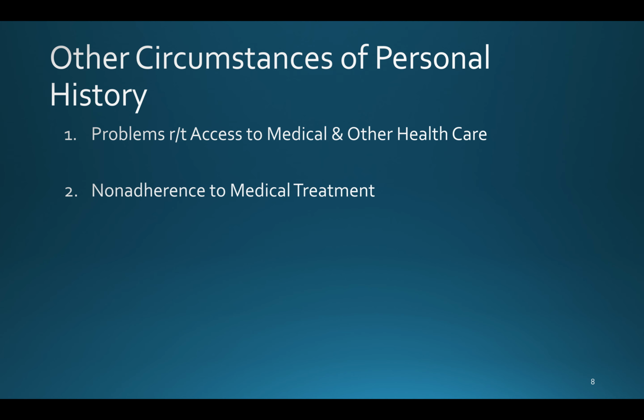Other circumstances of personal history, things like difficulties and problems related to access to quality health care, like inaccessibility to good health care. We can also document non-adherence to medical treatment. You maybe, for example, are working with someone who has major depressive disorder and diabetes. And the person, maybe when they get depressed, stops taking their insulin and eats a diet that is high in sugar and really problematic for the diabetes diagnosis. We could think in terms of non-adherence to medical treatment.